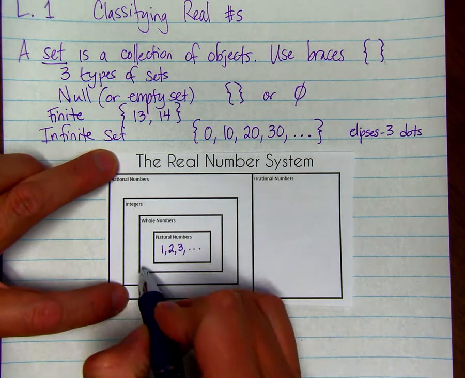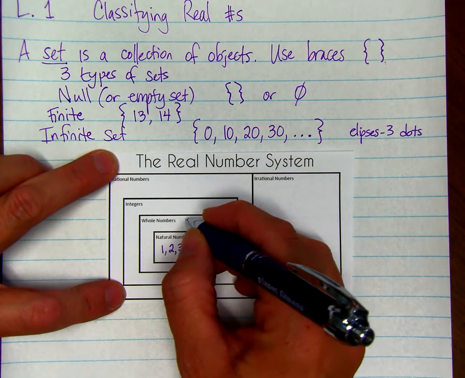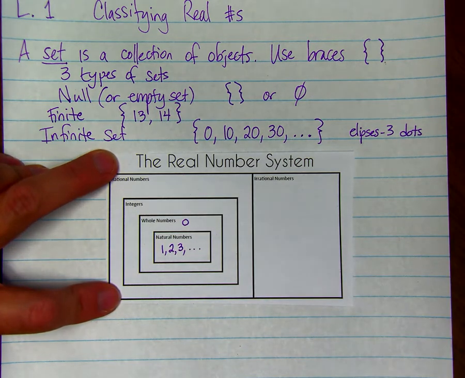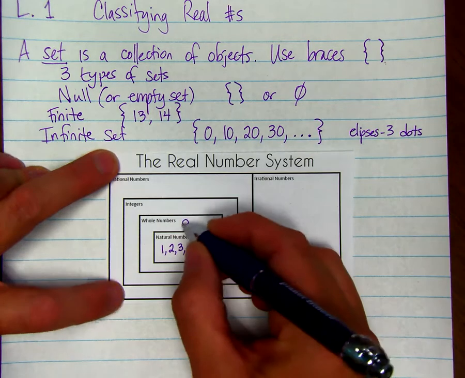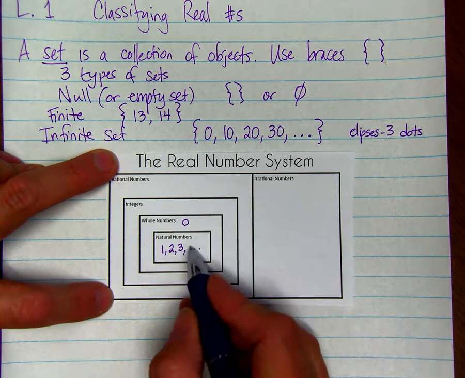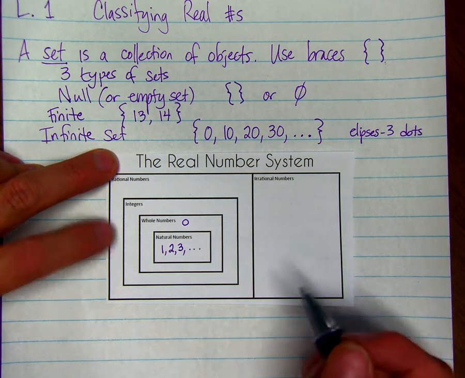Now whole numbers has all of the natural numbers, but it also has the number 0. I like to think of the number 0 looks like a hole in the ground. It's a different kind of hole, but this is called a whole number. So 0 plus all the natural numbers. See how the natural numbers are inside this box of whole numbers. So those all are included.